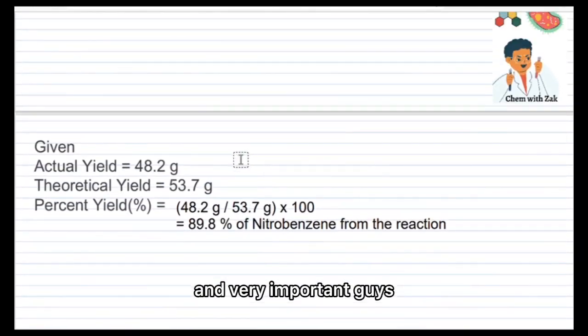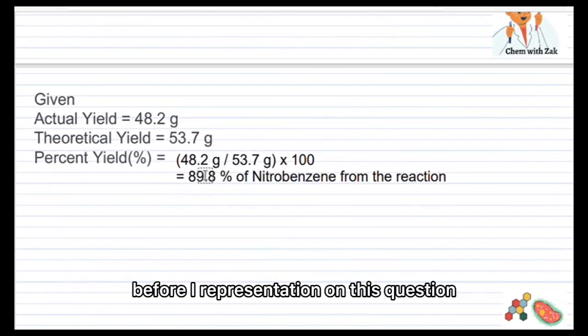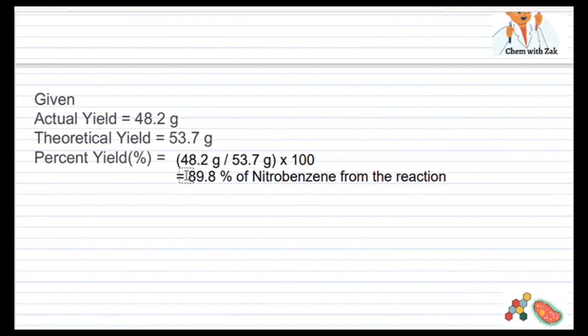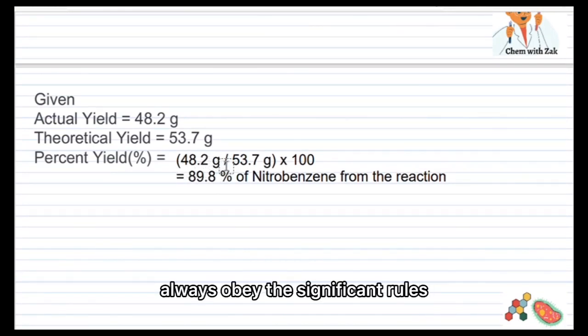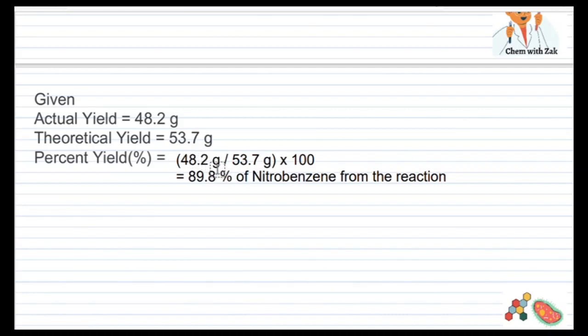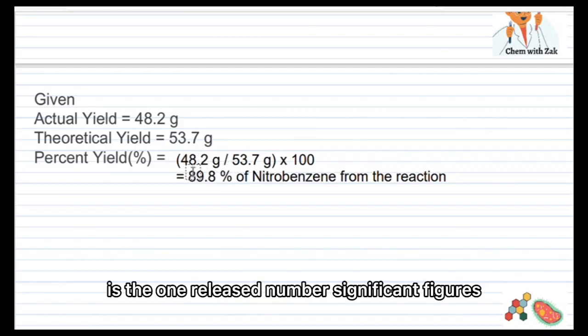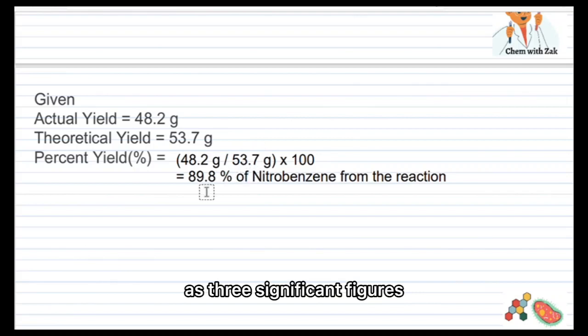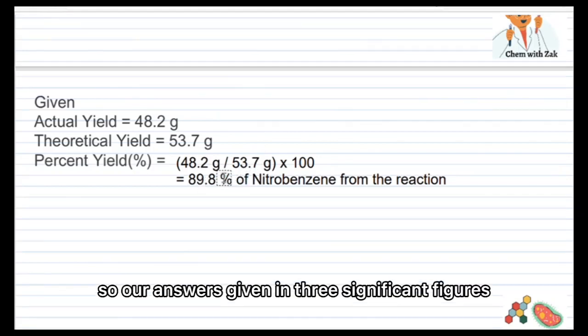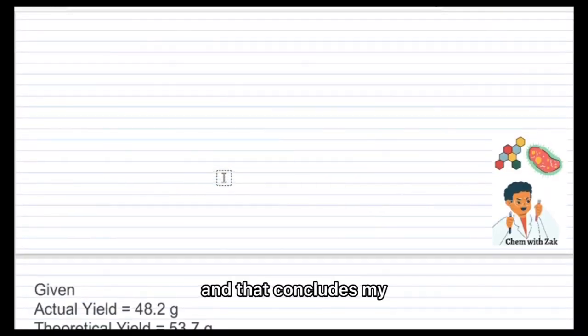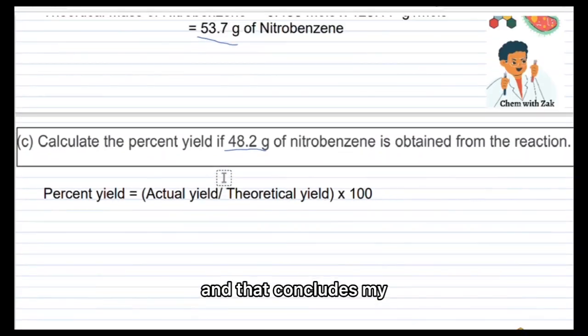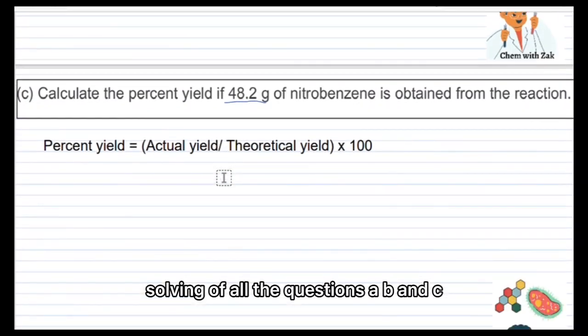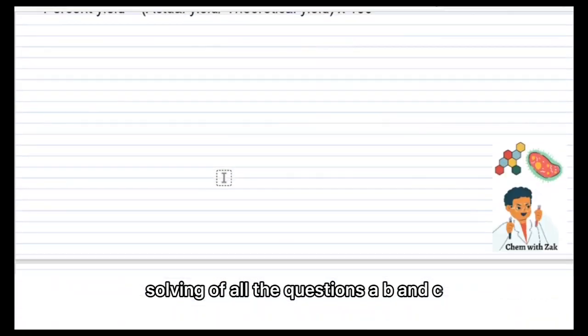And very important, guys, before I end my presentation on this question, always obey the significant figure rules. For division and multiplication, it's the one with the least number of significant figures. For this question, we can see that both the actual and theoretical yields have 3 significant figures, so our answer is given in 3 significant figures. And that concludes my solving of all the questions A, B, and C.